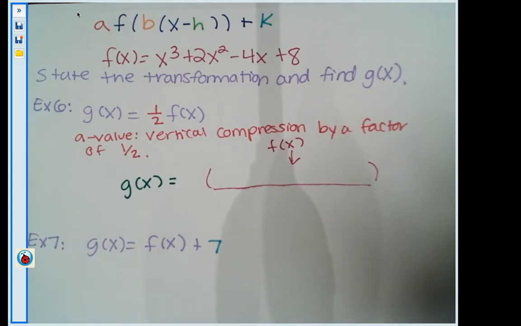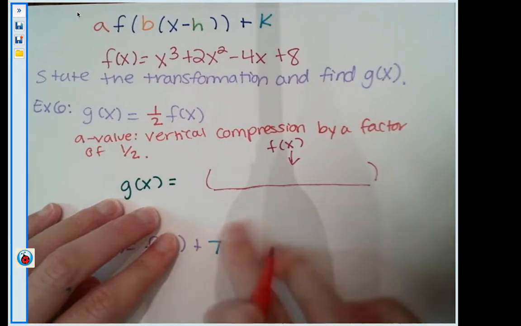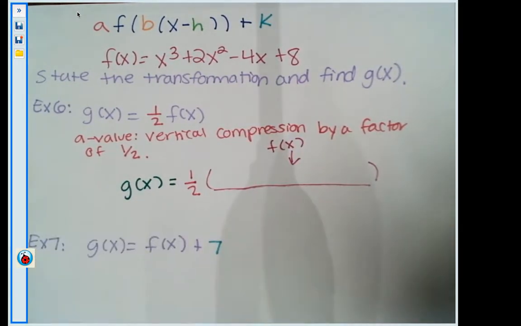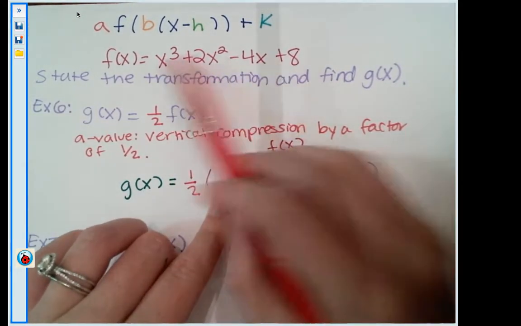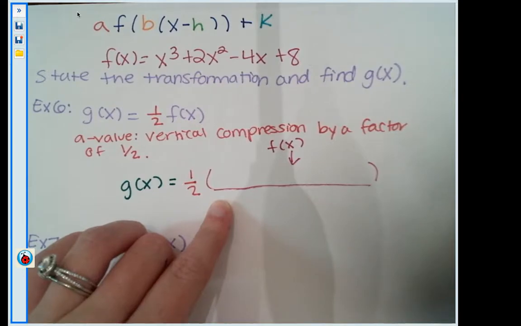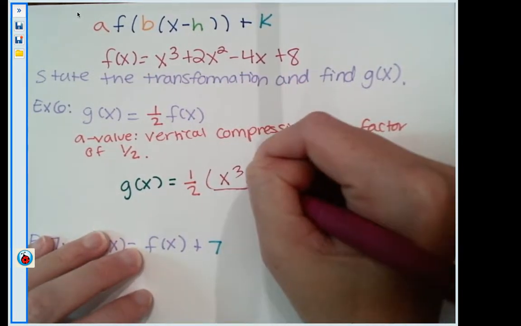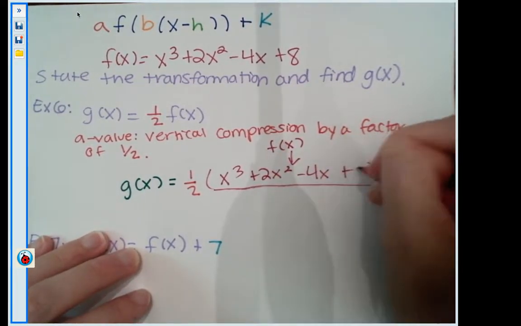Holy hot dog, you guys are so smart. Since 1/2 is in front of f of x, the only spot in front of f of x is right here. So my 1/2 is going to go right here, and f of x is going to go right here, with which f of x equals all that right there. So I'm going to put all of that in my parenthesis. So we have x to the third plus 2x squared minus 4x plus 8.